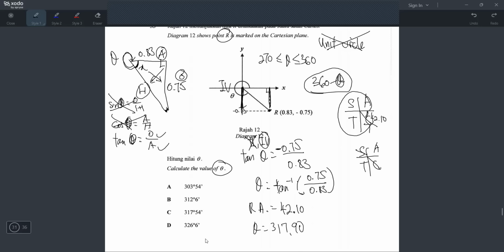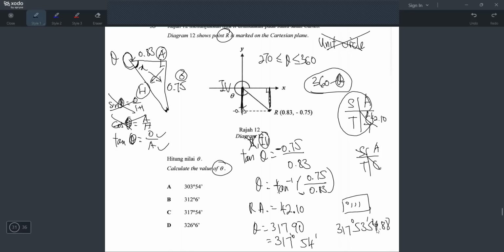So you can use the degree minute button. You can press this button. It looks like this, right? Just press this in your calculator, and then it will change to 317 degree. Okay, 53 minute or 54? 54 minute, because your calculator gives you 317 degree 53 and then 54.88.